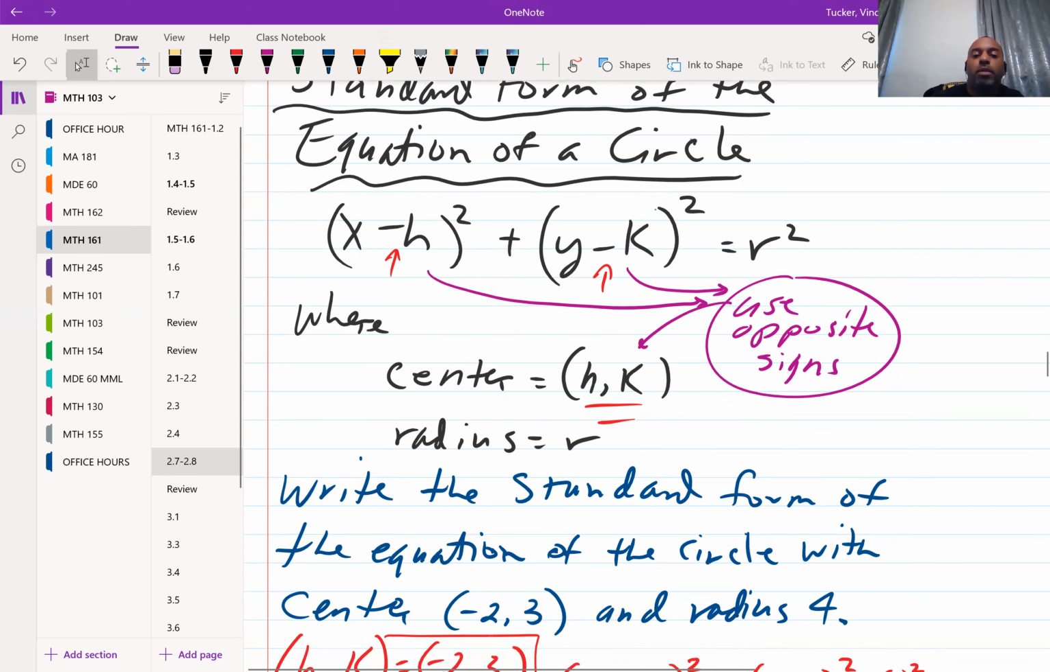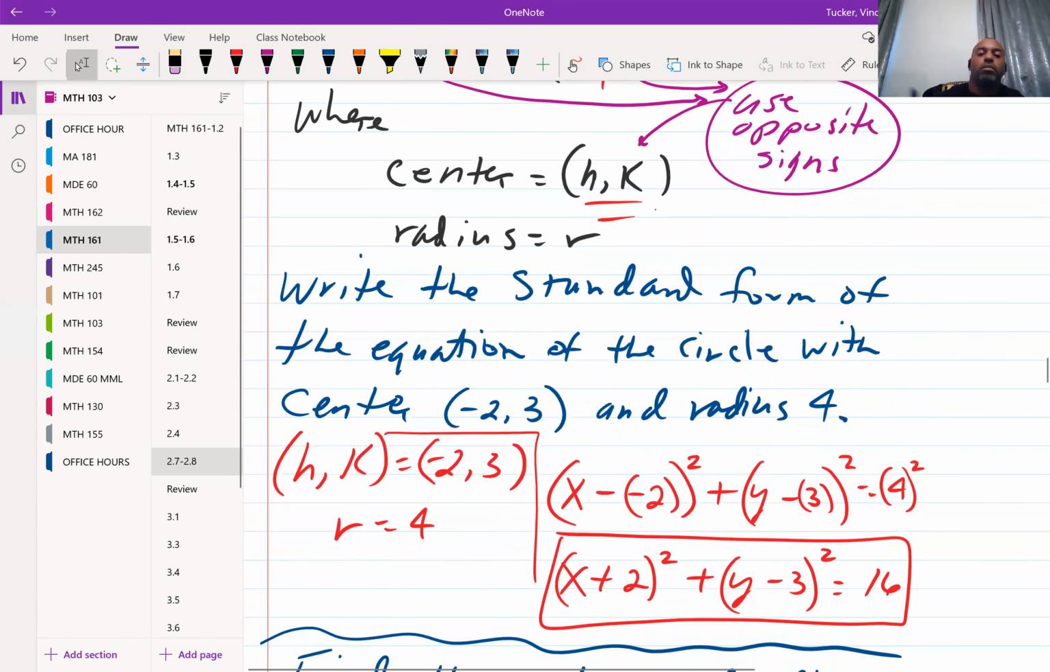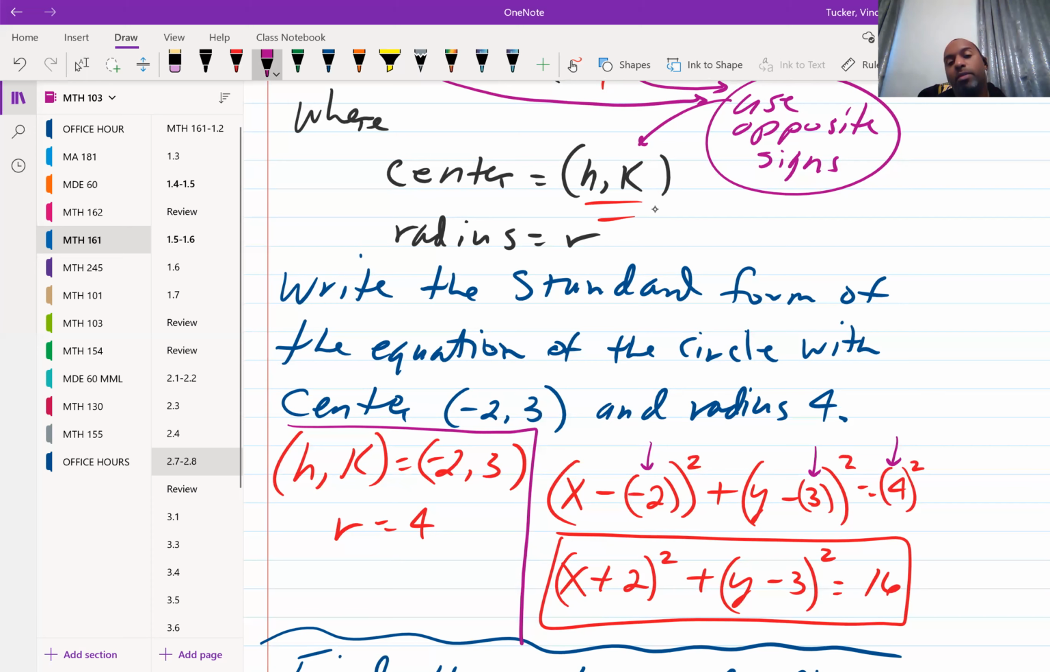All right, we're done with the formula. So h, k is going to be -2, 3, and r is going to be 4. So we plug in -2, 3, and 4 into the formula. So that's x plus 2 squared, y minus 3 squared, and 16. So that's all they're asking of you for this problem.